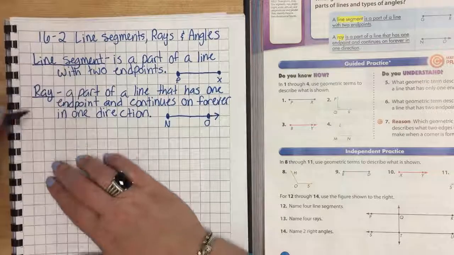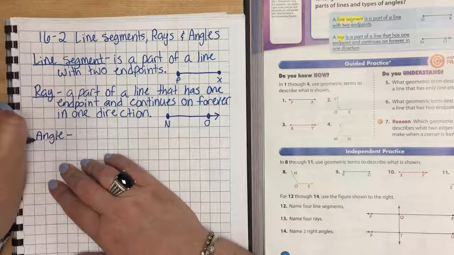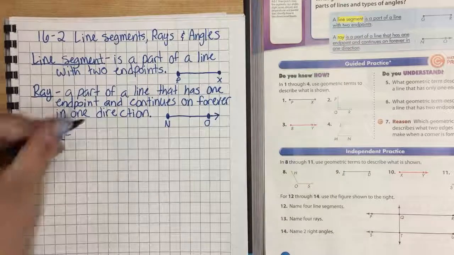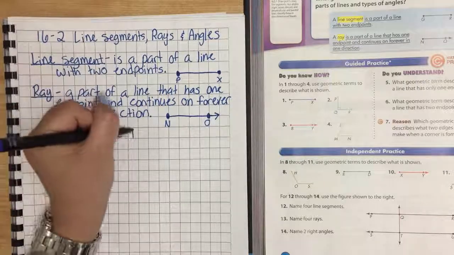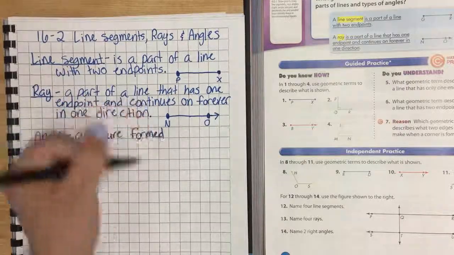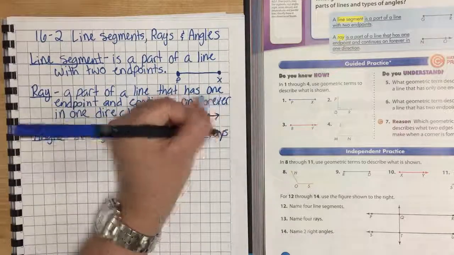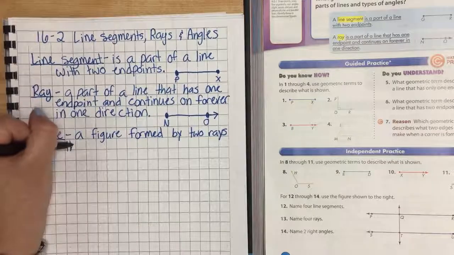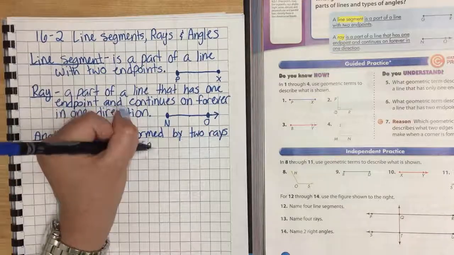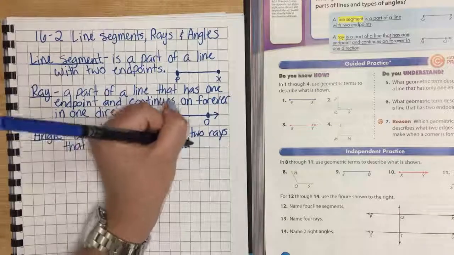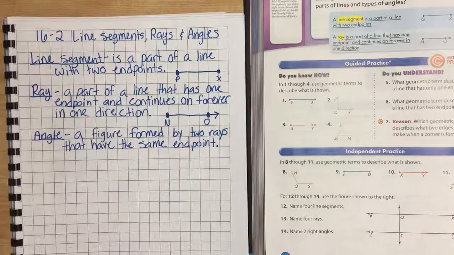And then the last one to define is an angle. And an angle is a figure formed by two rays that have the same endpoint, and there are different kinds of angles.